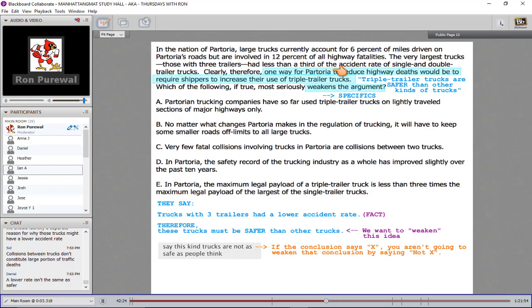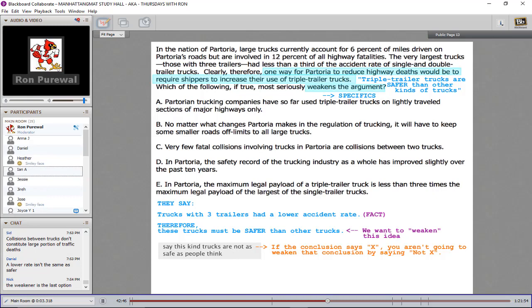So the conclusion of the argument is these trucks are safer. The weakener is not going to be "actually they're not safer." Make sure you give me a smiley face if you understand that. They're not going to just contradict it. They're going to give you a reason that undermines it, but you're going to have to see what the connection is.